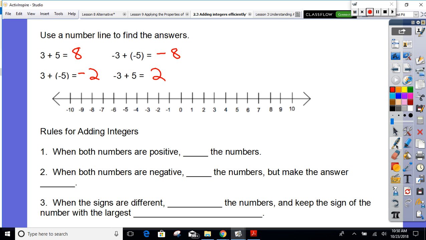So let's see if we can come up with some rules based on what we saw up here. This kind of has to do with what we looked at in the beginning too. When both numbers are positive, this is easy. If both numbers are positive and we want to find the answer, Richie, what do we do to the numbers? What did we do up here? Did we need the number line to do 3 plus 5? No. What did we do? We just added them together. Yeah. So when both numbers are positive, we just add the numbers.